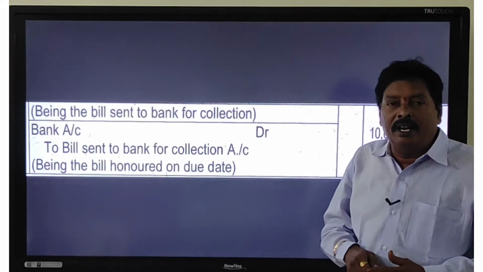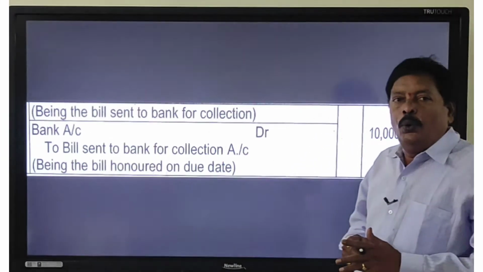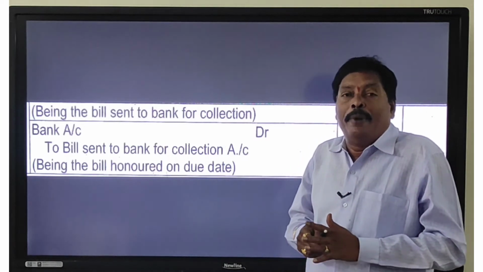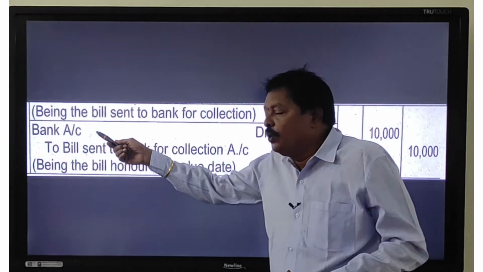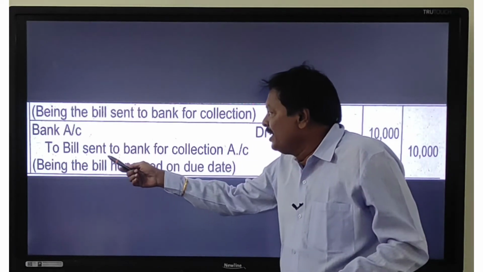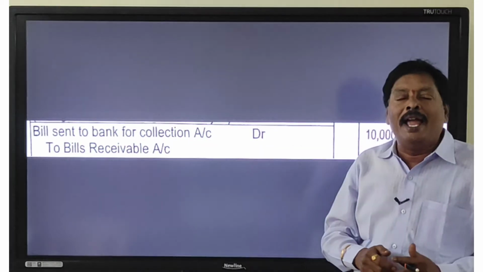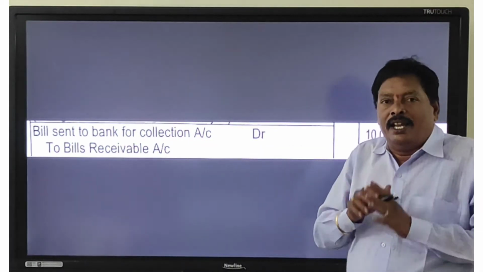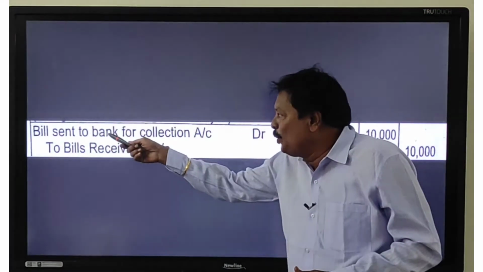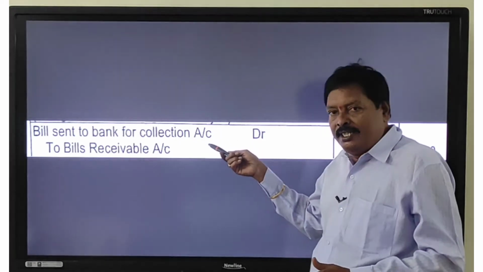When the bill is honored, the bank has to pay that 10,000 rupees to Anil. We received cash from the bank. So, bank account or cash account debit, 10,000 to bills sent to bank for collection. When you send the bill to the bank for collection, at that time you debit bills sent to bank for collection. This is debited in this entry.